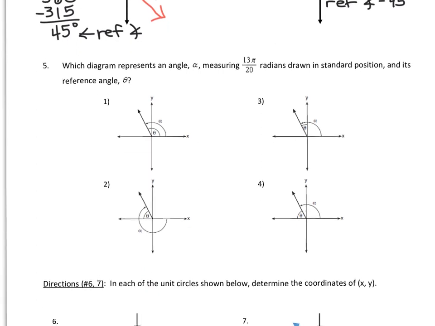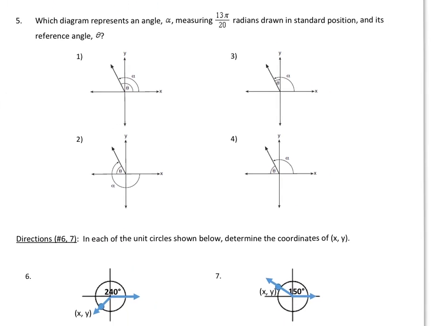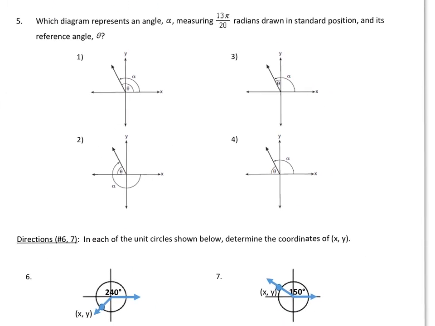All right, number 5. Which diagram represents an angle measuring 13 pi over 20 radians drawn in standard position and its reference angle theta? Okay, well, let's first figure out what this is in degrees. So if we take 13 pi over 20 and change it to degrees, we would multiply by 180 over pi.